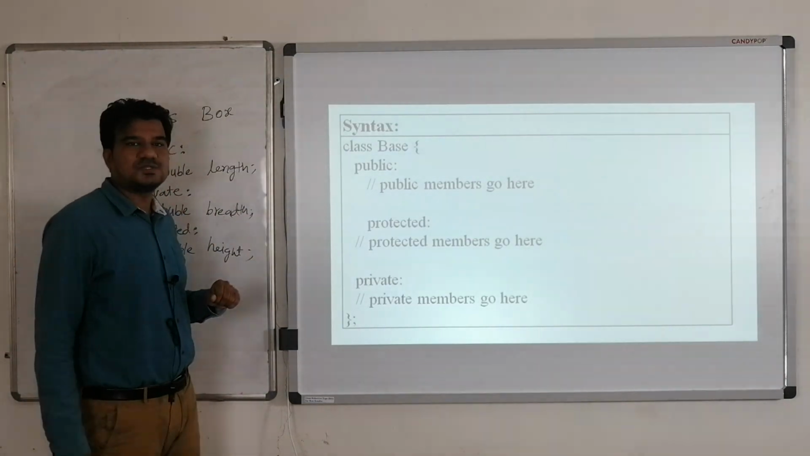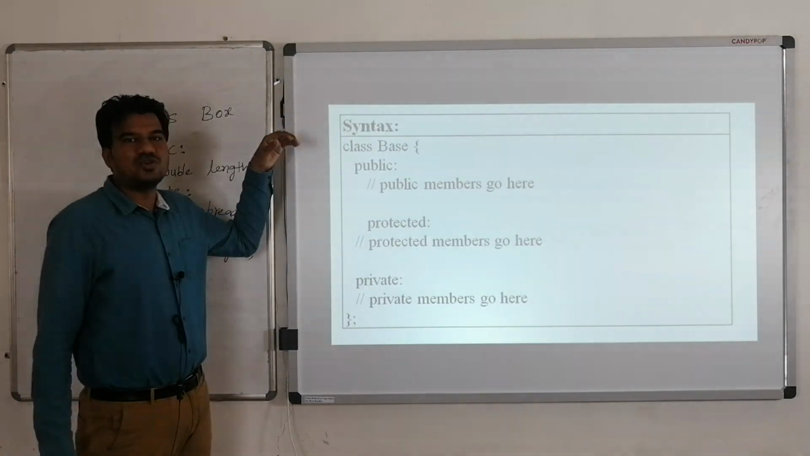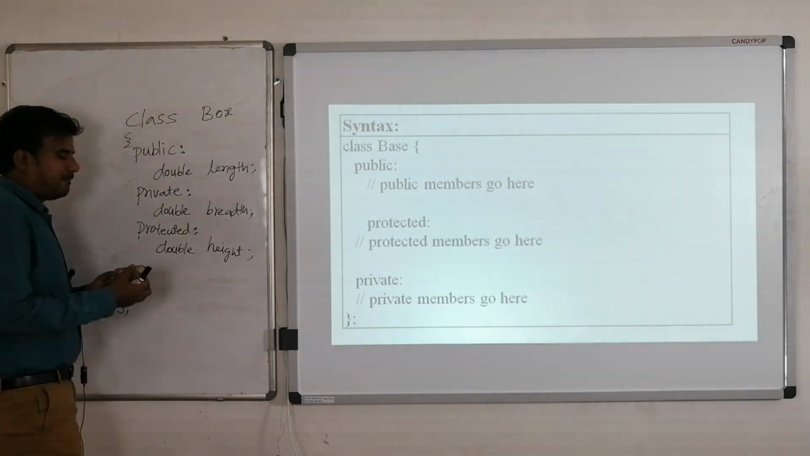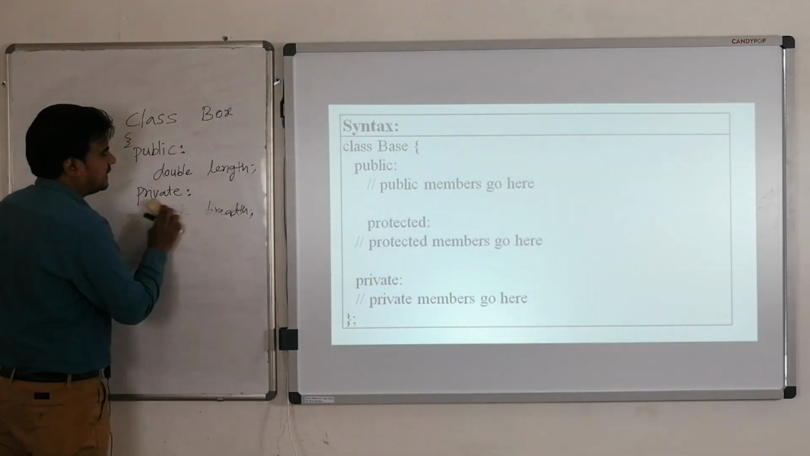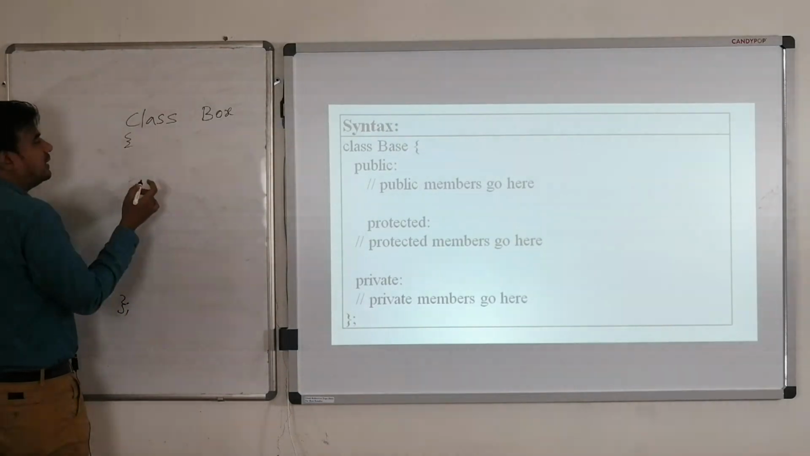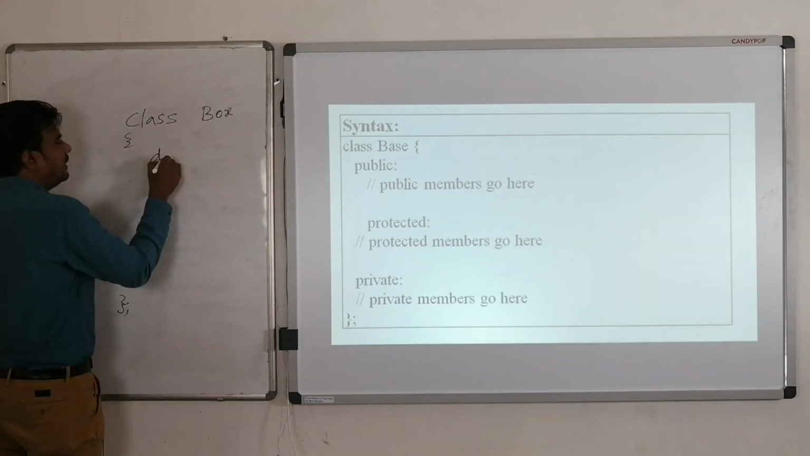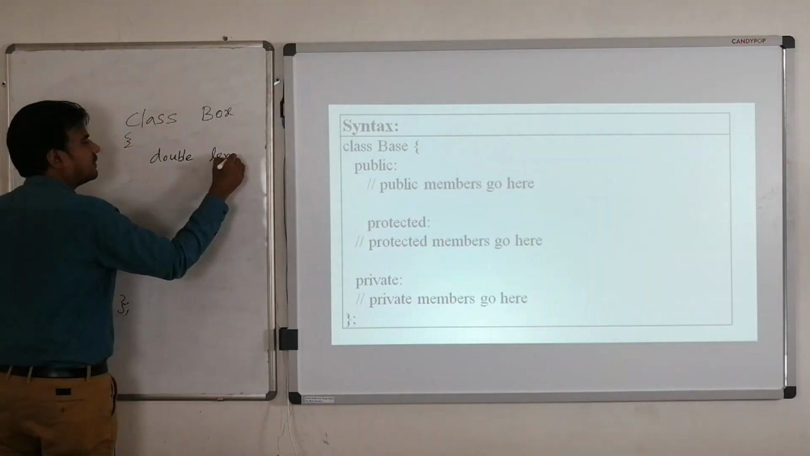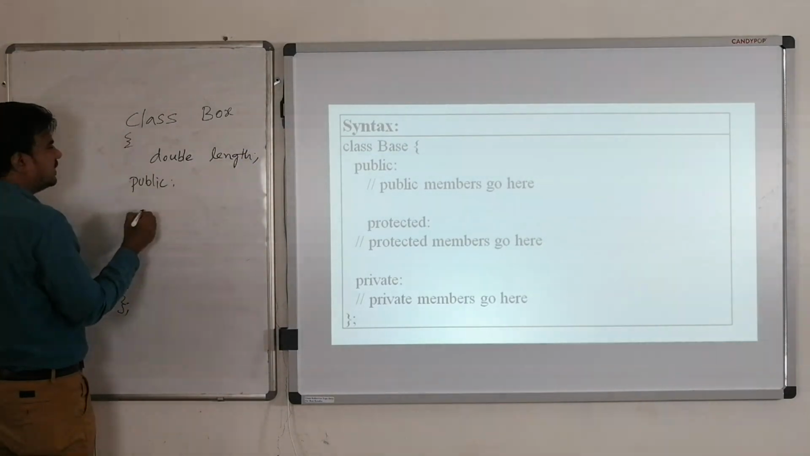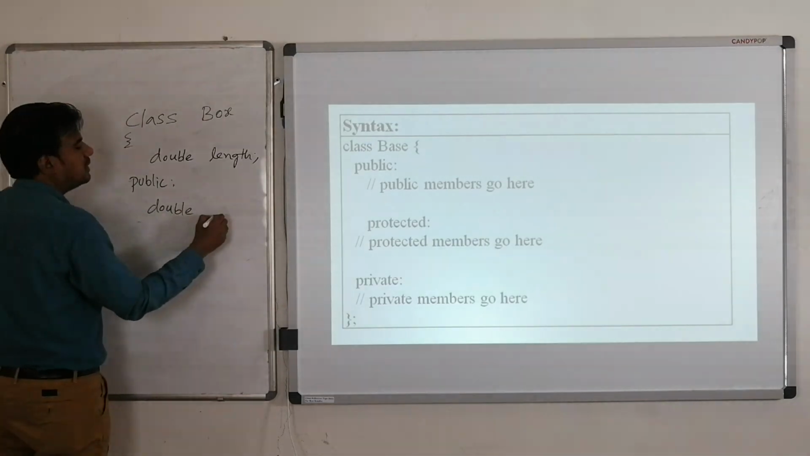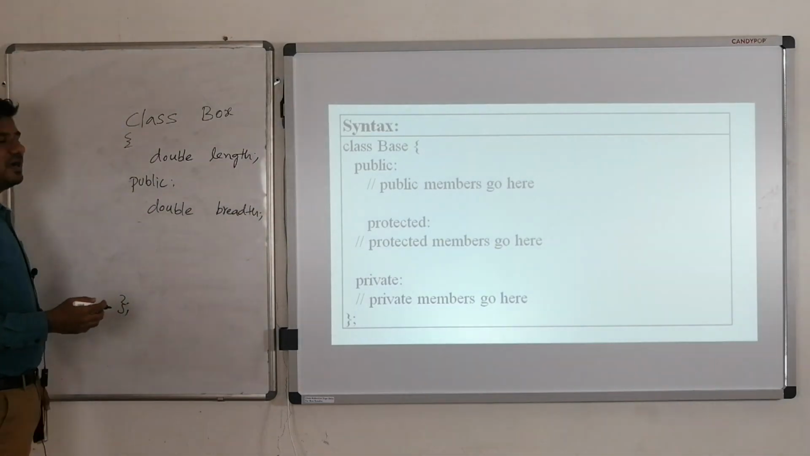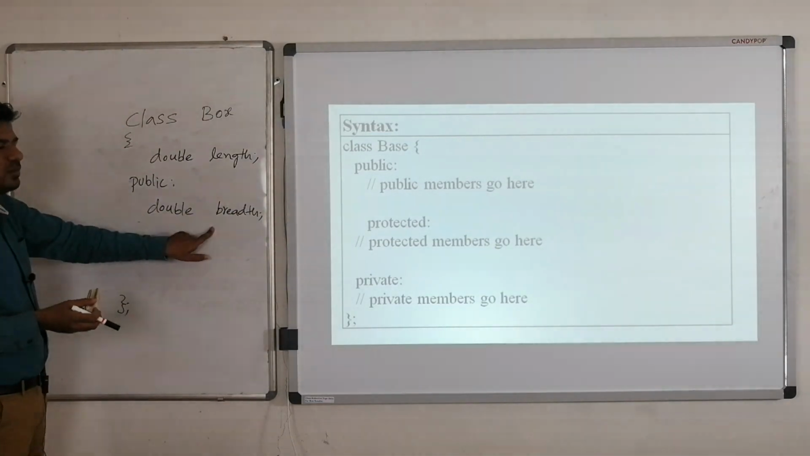If you don't put any access modifier, let us assume that before this public you are writing some data members. So those data members will become private. So here I will explain. See, here I am taking one data member as double length, and then I am starting public, my access modifier, then double breadth. So over here, how many data members do I have? Two data members I have. One is length and the other one is breadth.